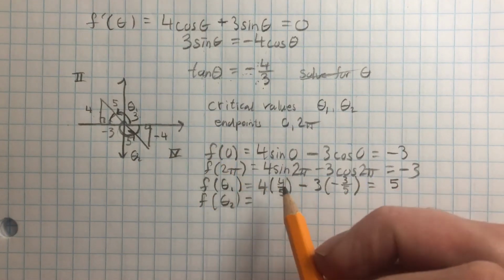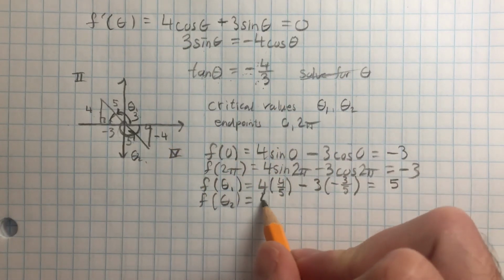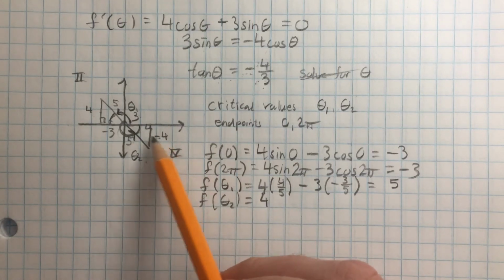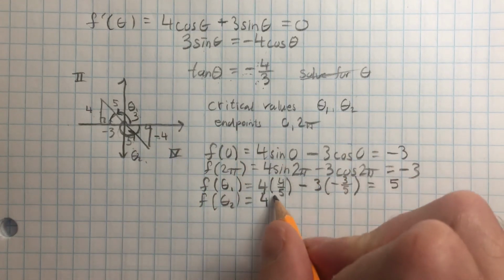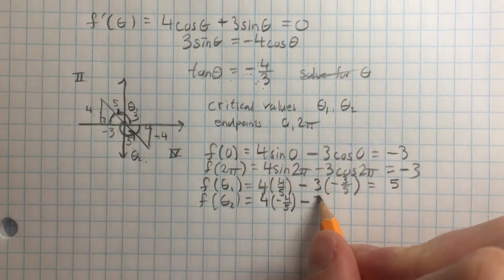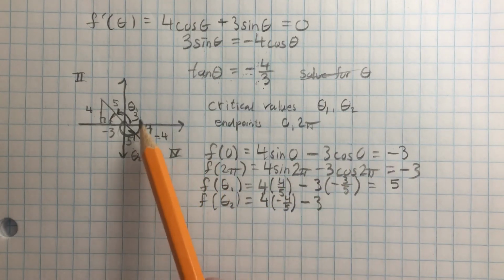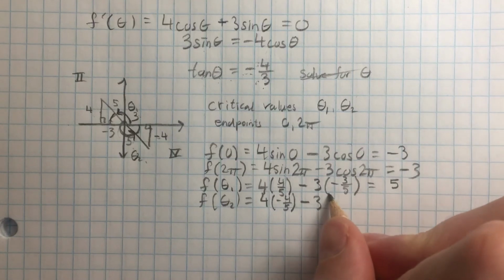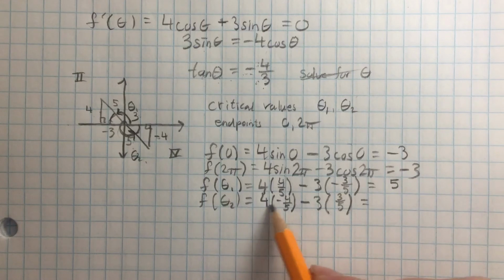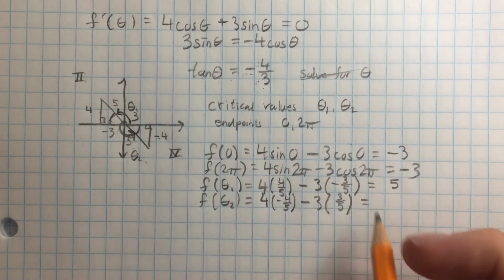All right, so now we've got 4 sine of theta 2. Sine is going to be opposite over hypotenuse. Now it's negative 4/5 because we're in a different quadrant. Minus 3 times cos theta 2, right? Theta 2 is this time positive 3 on 5, as opposed to the negative it was a minute ago, again because of the quadrant switch. Now we have negative 16 minus 9. Negative 25 on 5 is negative 5.